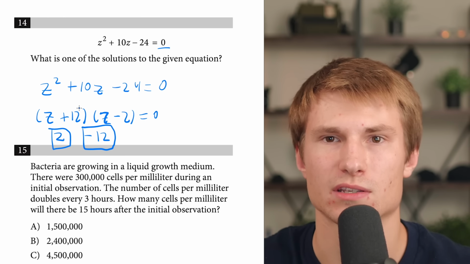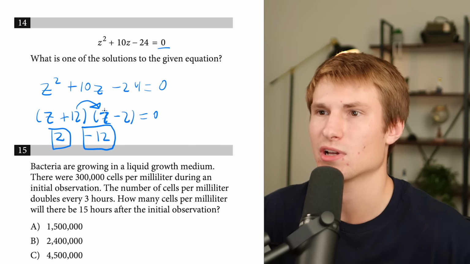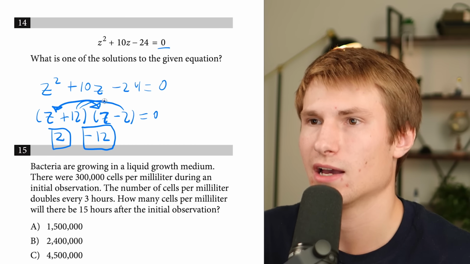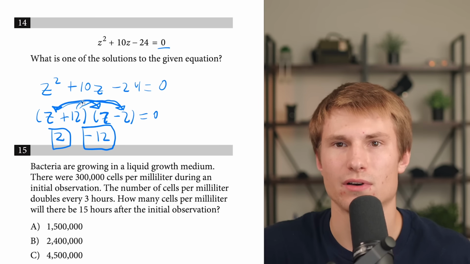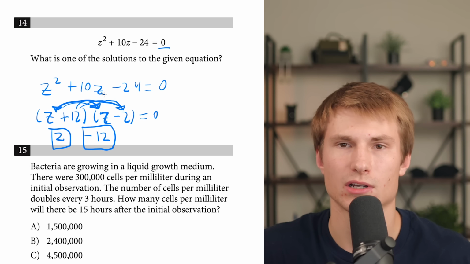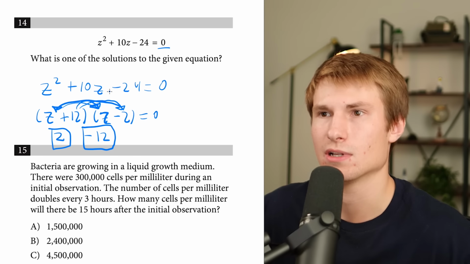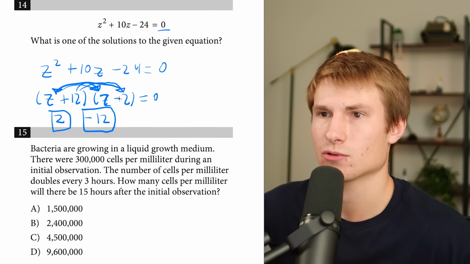And if you want to see how this factors, I'll just quickly FOIL it for you. So you have that plus 12z, you also have this minus 2z, and then you also have that minus 24, and then you obviously have that z squared. The key thing there is that plus 12z minus 2z gets you plus 10z, and then negative 2 times 12 gets you negative 24. All right, anyways, there's question 14.